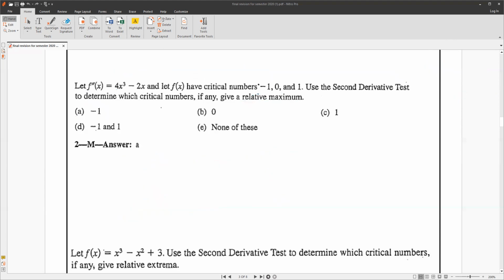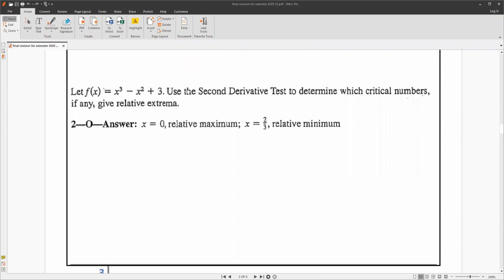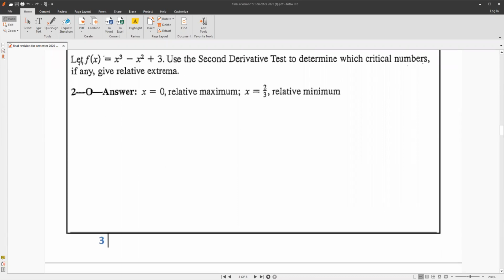For the next problem, the third one, first on page 3. Let f of x equal x cubed minus x squared plus 3. Use the second derivative test to determine which critical numbers, if any, give relative extrema. It's easy; I have to follow the steps. He told me I need the critical number and the second derivative. I have to find the first derivative to find the critical numbers, and then find the second. It could be 3x squared minus 2x.